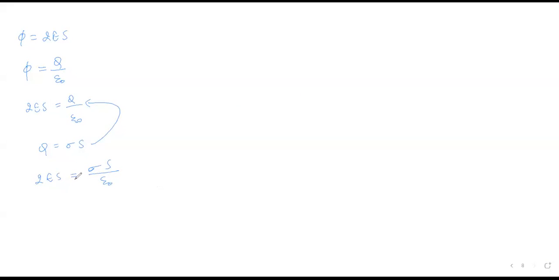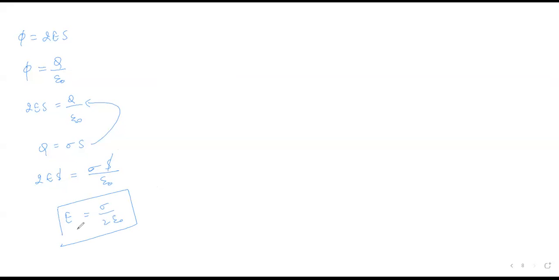2ES is sigma S. S is cancelled with S. Finally, E is equal to sigma over 2 epsilon naught. Yeah, there was a mistake only in epsilon naught. Note it down, please. Now it is correct. Your electric field due to this sheet is sigma over 2 epsilon naught. Note it down, please.